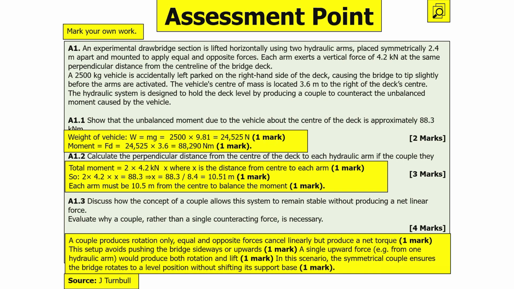Now we know that a couple will produce rotation only. The equal and opposite forces in the couple cancel linearly but will produce a net torque. So this setup avoids pushing the bridge either sideways or upwards. A single upwards force from one hydraulic arm would produce both rotation but also lift. So in this scenario, the symmetrical couple ensures that the bridge will rotate to a level position without shifting its support base either up or down or side to side.